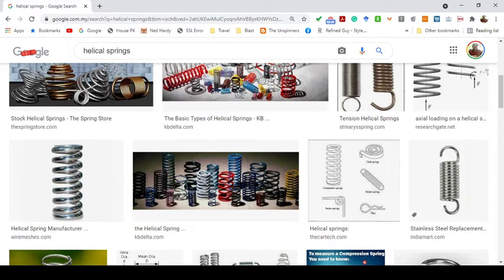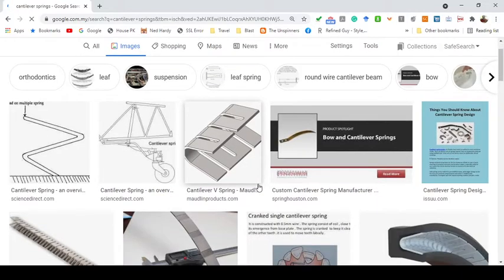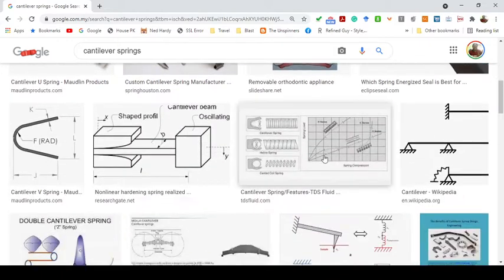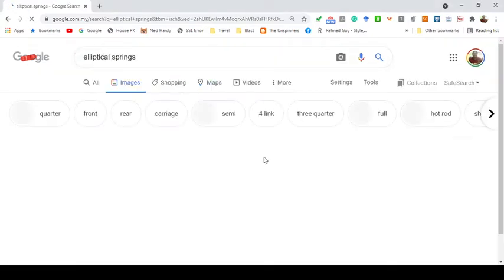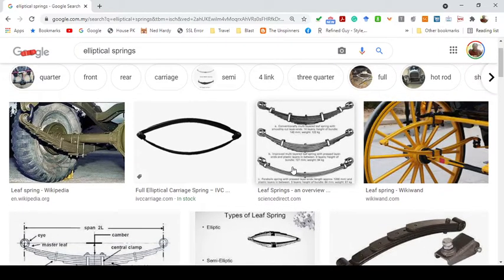Compared with that, a flat spring is a cantilever spring. This is like a cantilever spring. You can see here a cantilever type. Then the elliptical type spring. This is what you find in a car, an elliptical leaf spring like this. That is why I say everything that bounces can be called a spring.